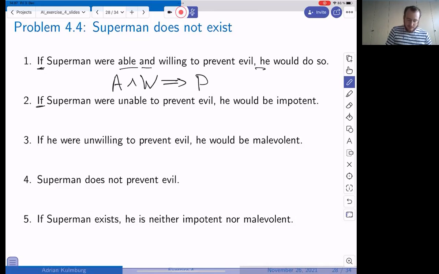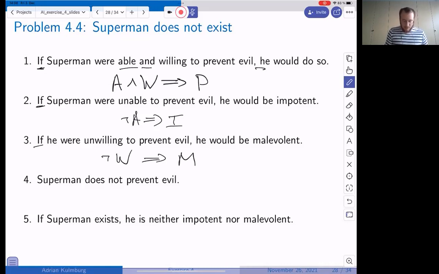Then we do the same here for this if. So if Superman were unable to prevent evil, so if he were not able, now again, we need an implication, he would be impotent. So that's an I here. Okay, I will just finish those sentences and then I'll answer all the questions. Then, if he were unwilling to prevent evil, so again, if he were unwilling, so he was not willing, then he would be malevolent.